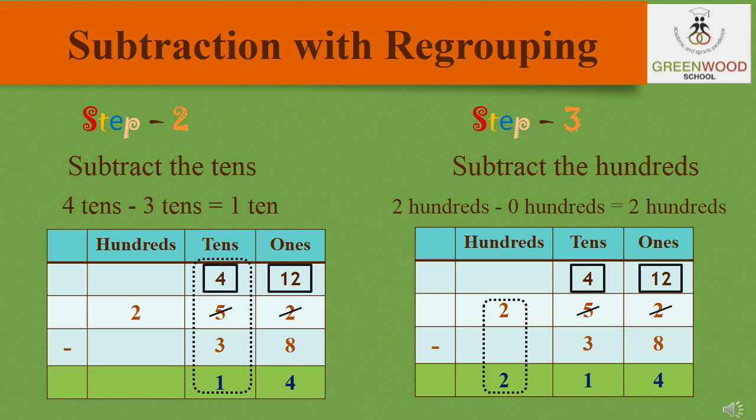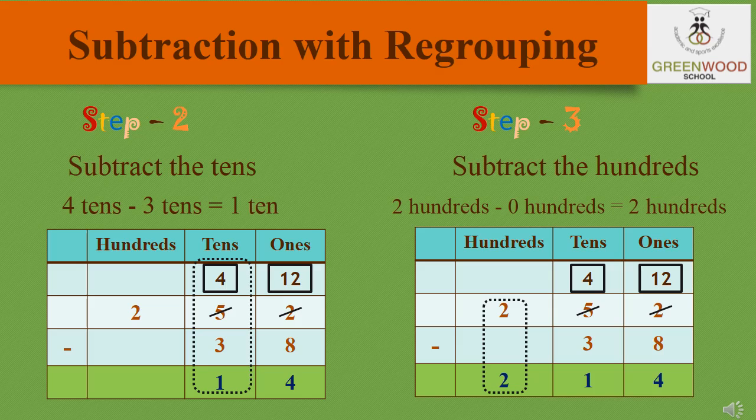Step 2, subtract the tens. Now we gave one number from tens to ones, so we write 4 instead of 5. So now we will subtract 4 minus 3. Now 4 is the bigger number and 3 is the smaller number, so we can do that. Take out 4 fingers, and from that subtract 3 fingers. Now how many are left? Just 1 finger. So 4 minus 3 is 1.